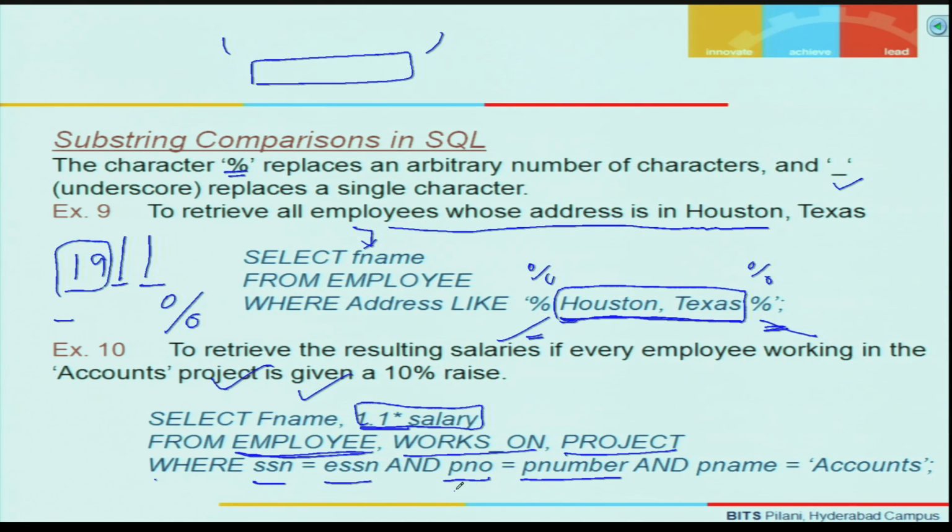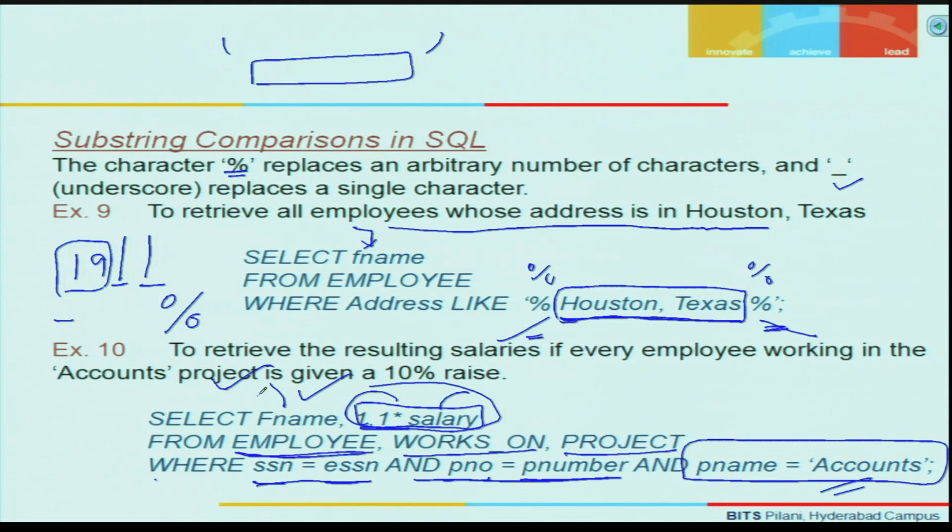With these two join conditions, I have joined the tuples across the employee, works on, and project tables. From the resultant tuples, I will pick up only those tuples where the P name is accounts. Only for such tuples which satisfy this condition, I will pick up F name and salary, multiply the salary by 1.1 and show it in the result. Whatever calculations or computations have been done are only temporary, and are only for the purpose of showing the result. The original database is not touched at all.